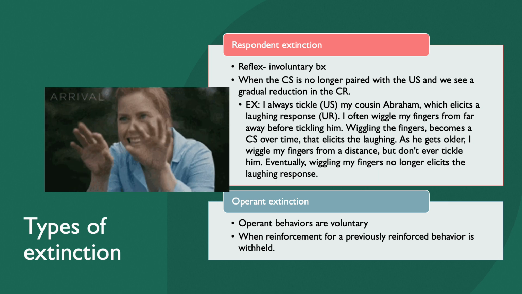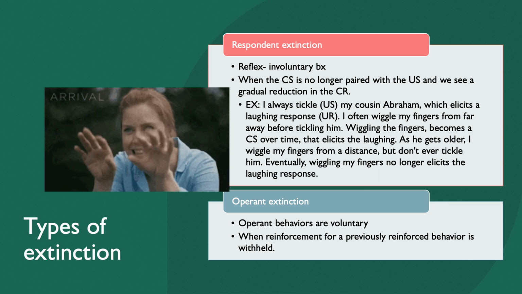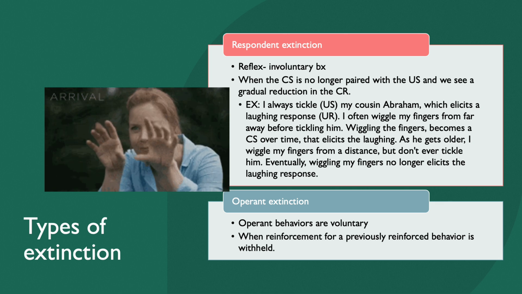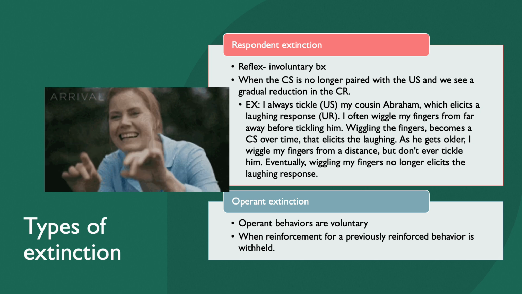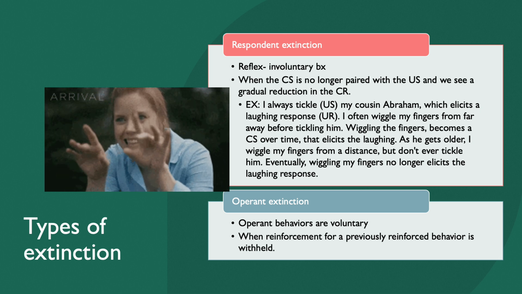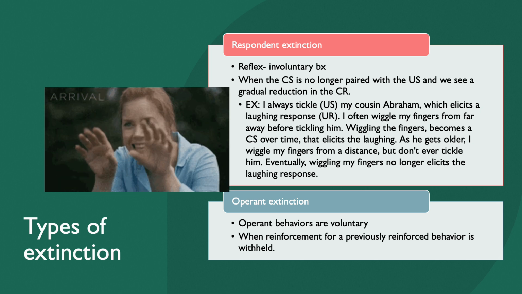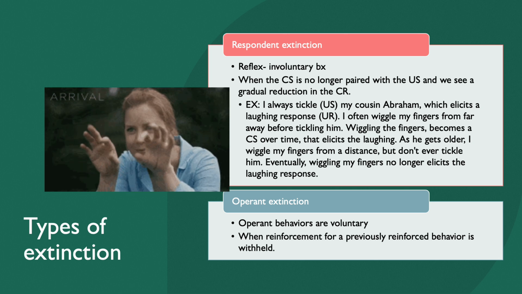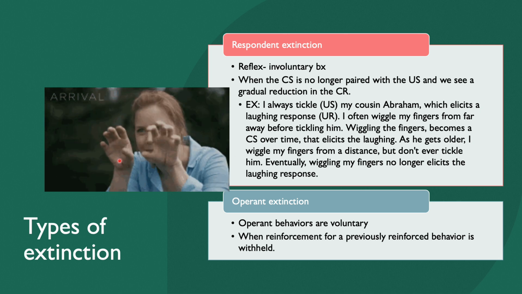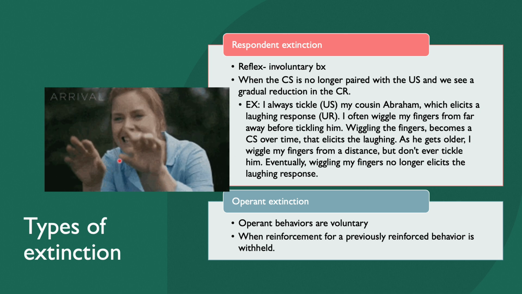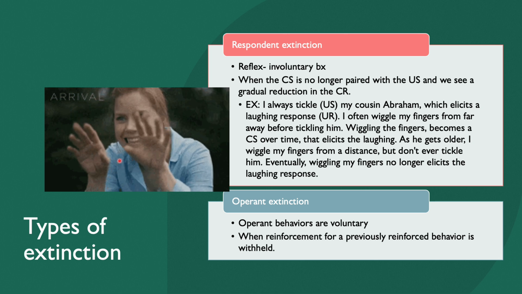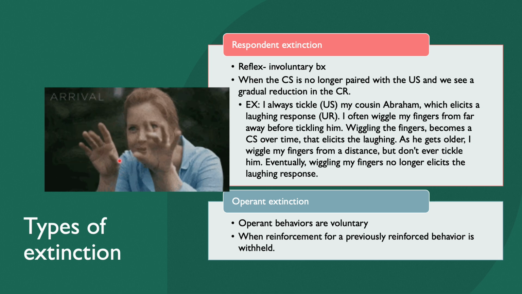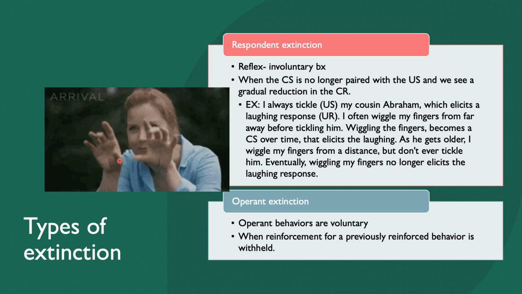Now, I'm going to cover an example of this with you, and this is a personal example. I have a cousin that when he was younger, he would love to get tickled. And one thing that we always did to him was we would do wiggle fingers, which you can see demonstrated here. So prior to tickling him, the tickle itself is considered the unconditioned stimulus, and him laughing in response to that is the unconditioned response. So we tickle him, which elicits the unconditioned response of him laughing.